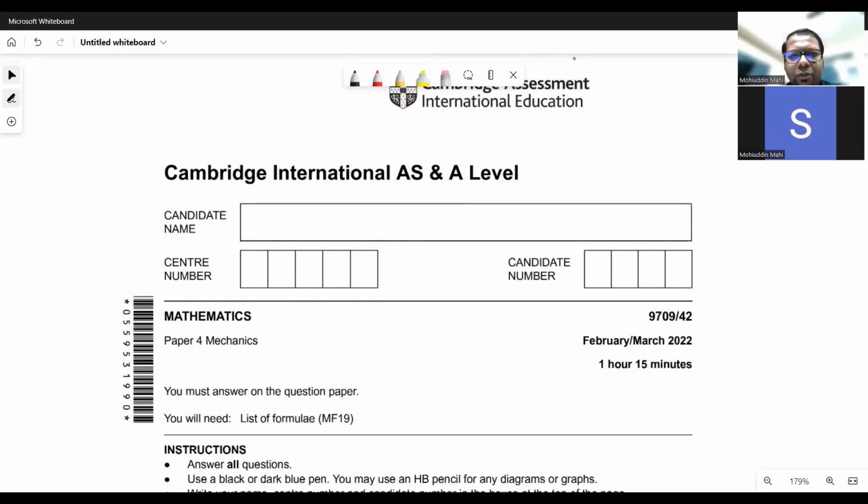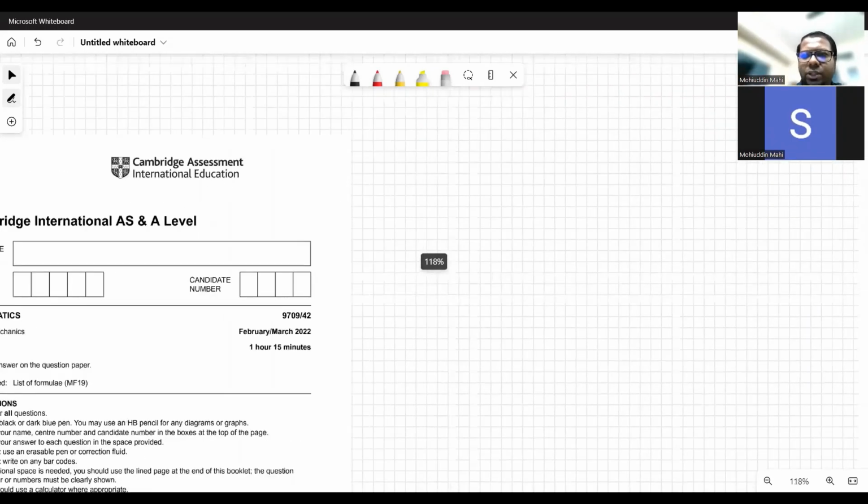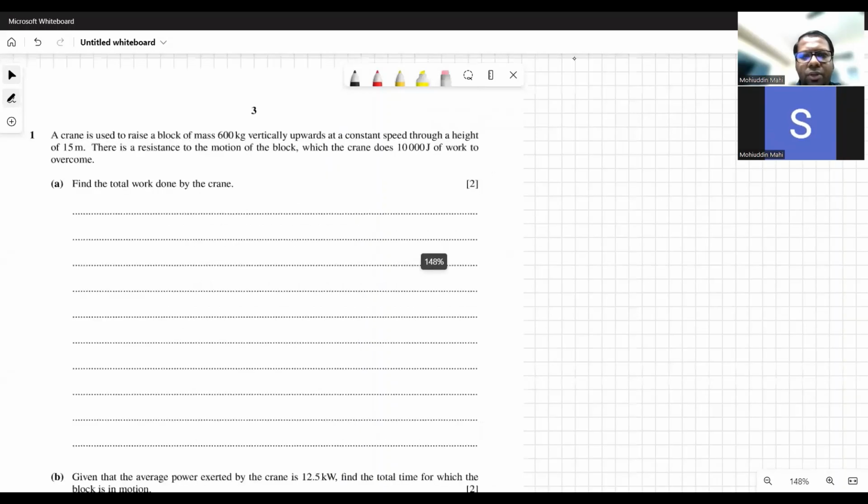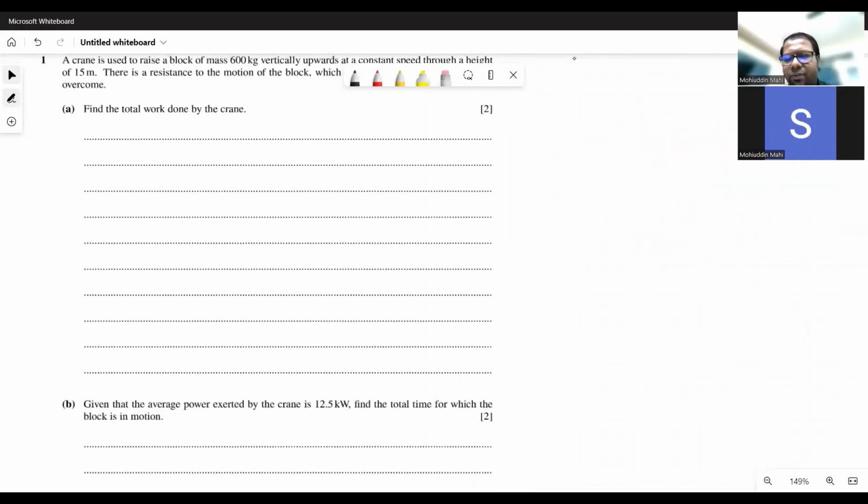So today I'm going to solve Cambridge S level mechanics paper 4, February-March 2022. That means the latest mechanics paper. So let's start. The first question is related to work, energy, and power. It's a very simple question because it has only 4 marks. And as this is the first question of the paper, it's going to be quite easy.